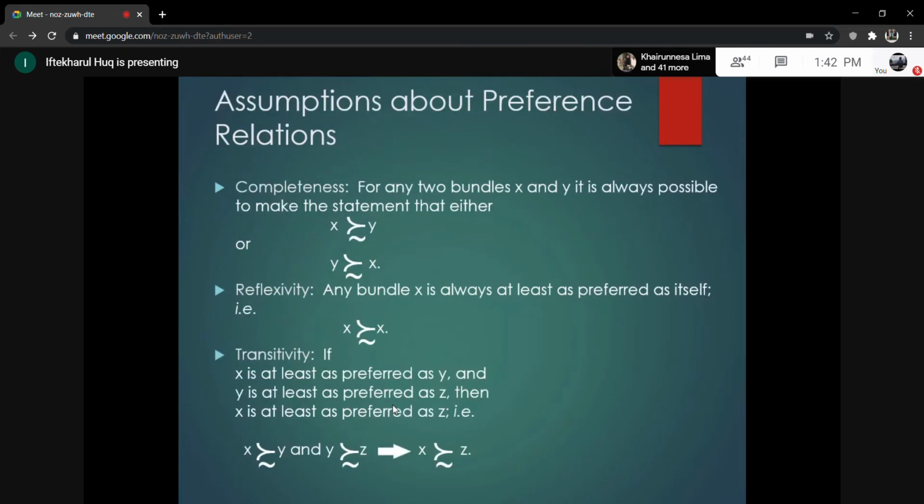Let's see. So now I'm going to introduce three assumptions.